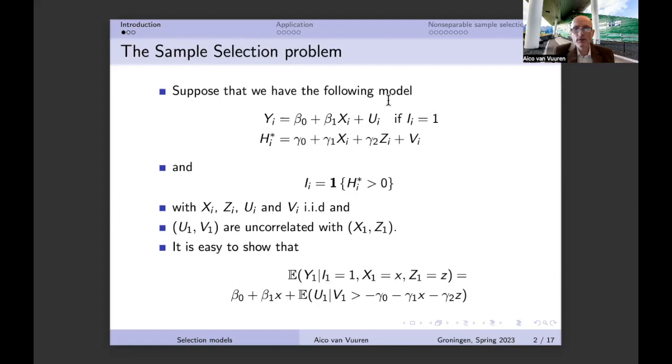So for example, if U and V are positively correlated to each other, which is not necessarily the case, they could also be negatively correlated, but if they are positively correlated, then what I said means that at the moment that the propensity score becomes larger, this value that we have over here becomes smaller. And that's not that difficult to understand.